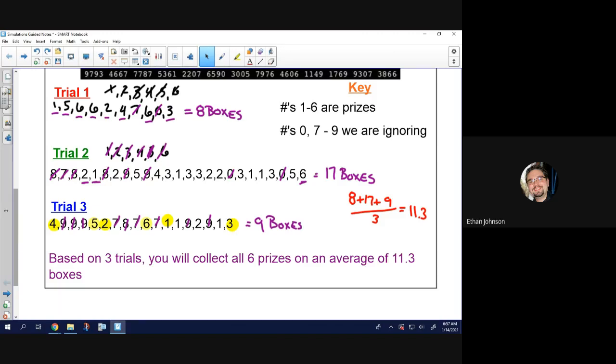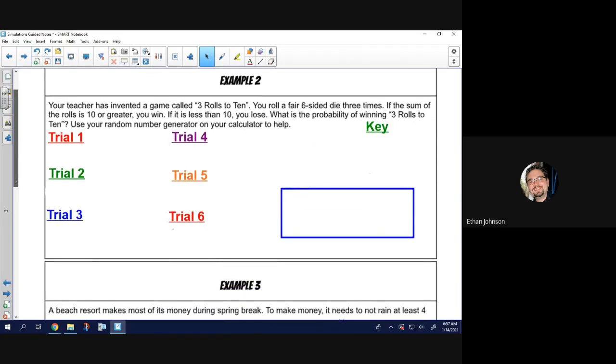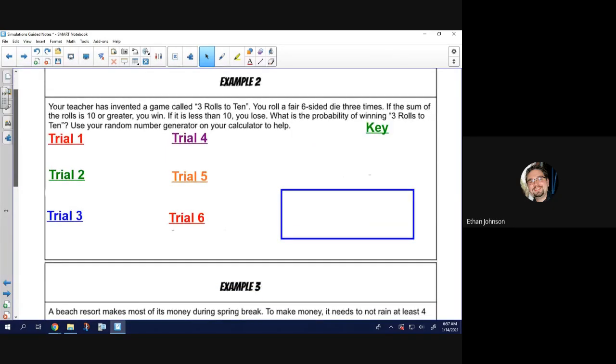Let's look at the next example. Example 2, we don't have numbers. So go ahead and pull up your graphing calculator. In this problem, it says your teacher has invented a game called 3 rolls to 10. You roll a fair 6-sided die 3 times. If the sum of the rolls is 10 or greater, you win. If it is less than 10, you lose. What is the probability of 3 rolls to 10? You're going to use a random number on the calculator to help.